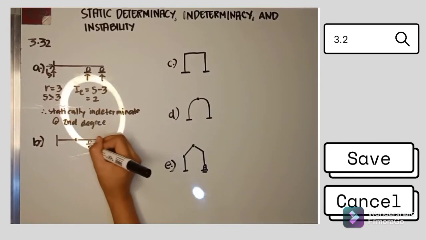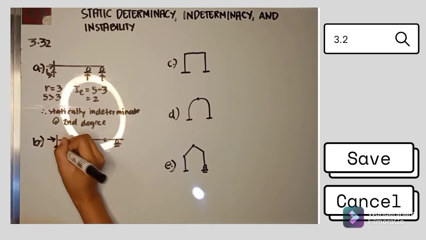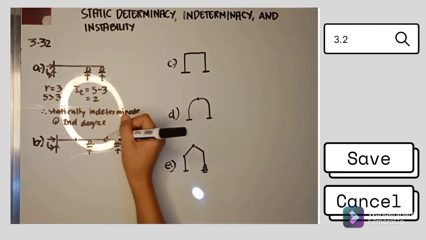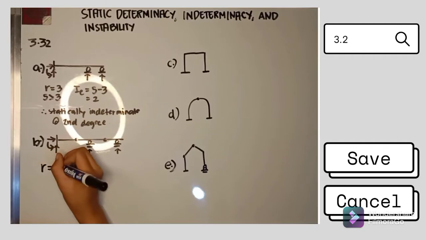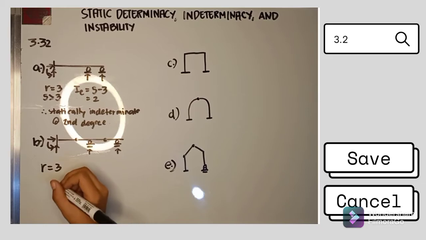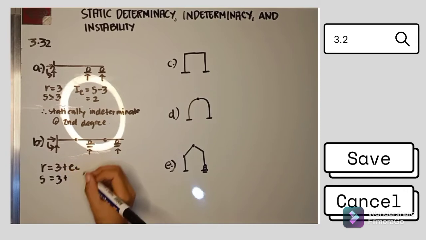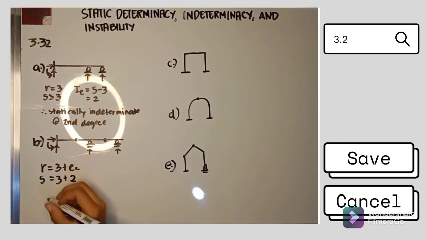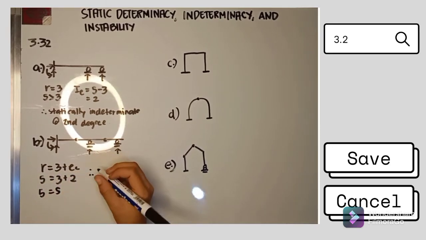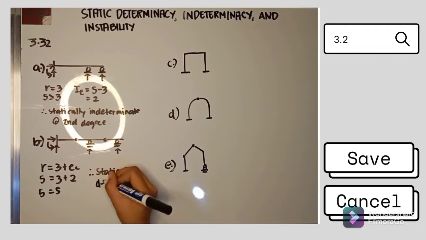For letter B, we have here another cantilever beam that is supported on the left side, and it is fixed, meaning it has three reactions, and two rollers, and also two internal hinges. So, R is equal to 3 plus the total number of internal hinges, which is 2. The total external reactions are 5. So, 5 is equal to 5. Therefore, this is statically determinate.